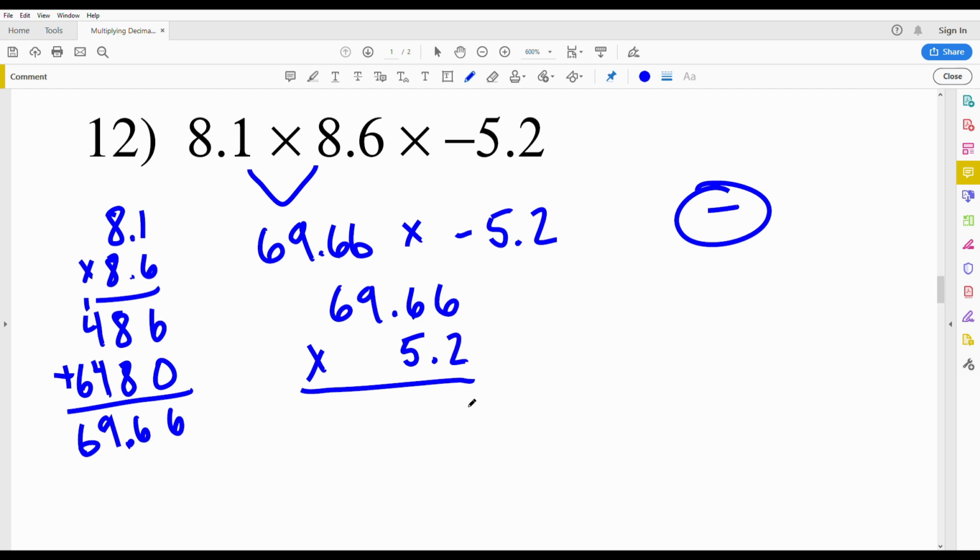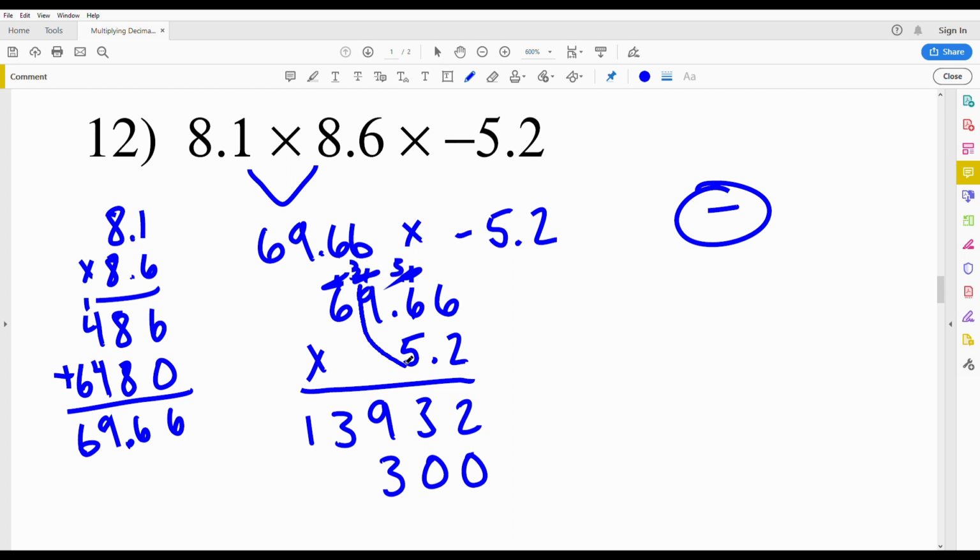6 times 2 is 12. Carry the 1. 6 times 2 is 12. Plus 1 is 13. 2 times 9 is 18. Plus 1 is 19. Carry the 1. 2 times 6 is 12. Plus 1 is 13. Now with my placeholder 0, I'll go ahead and do 6 times 5. But before I do that, I'll cross these ones out so I know that I've already used them. 6 times 5 is 30. 0, carry the 3. 6 times 5 is 30, plus 3 is 33, so I'll write a 3, carry another 3. 9 times 5 is 45, plus 3 is 48. And then 6 times 5 is 30, plus that 4 that I carried will be 34.